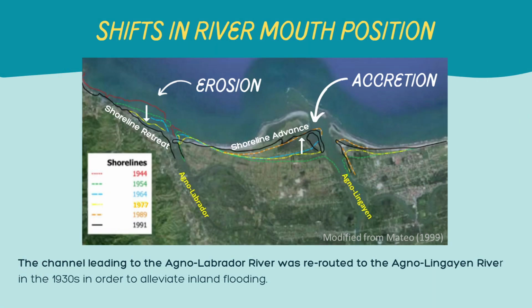The following image shows the evolution of a shoreline's position from 1944 to 1991. The red line shows the shape of the shoreline back in 1944, while the black one shows its shape as of 1991. As you can see, the left side of the image depicts a shoreline retreat due to erosion, and on the right, we can see a shoreline advance due to accretion. Remember that siliciclastic beaches obtain sediments from rivers. The imbalance in sediments is caused by the channel leading to the Agno-Labrador River being rerouted to the Agno-Lingayen River in the 1930s in order to alleviate inland flooding.